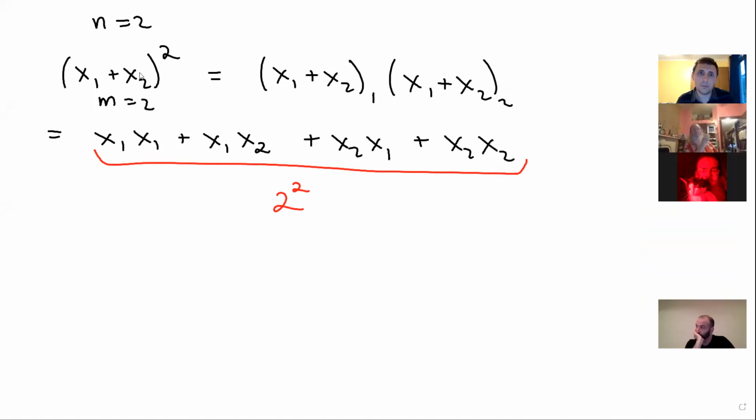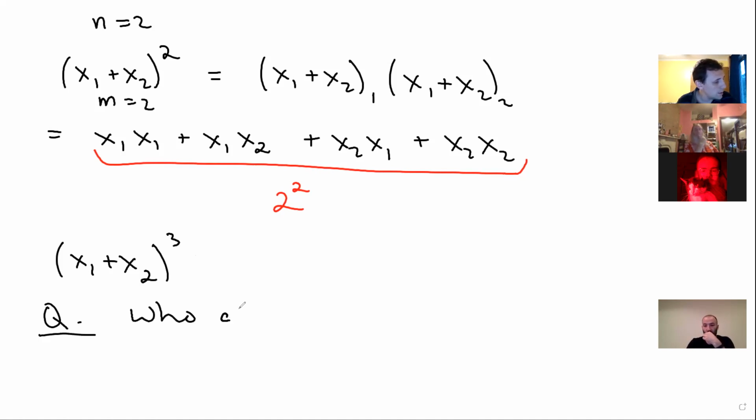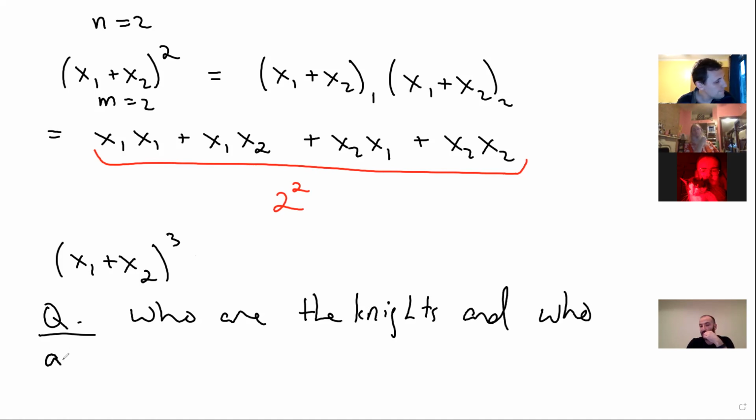Maybe so that you don't answer it with this question, and there is some sort of possibility here. Let's say, what about x1 plus x2, and we place it to the cube power. And my question is, who are the knights, and who are the dragons?